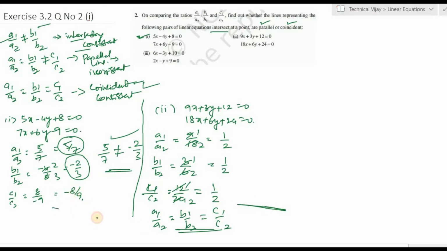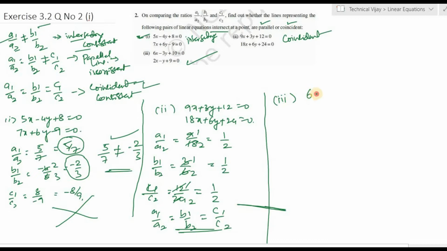These are the two lines. So here, this one is intersecting, and this is coincident lines. And we will see the third portion. The third one: 6x minus 3y plus 10 equal to 0, and 2x minus y plus 9 equal to 0.